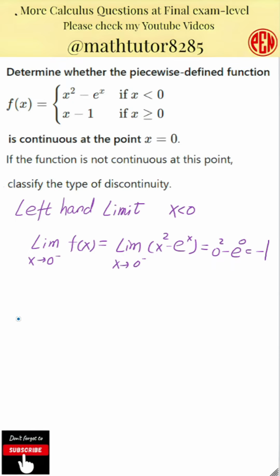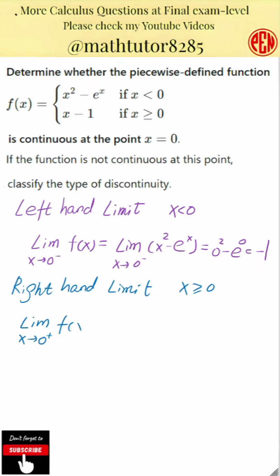Next step is to evaluate the right-hand limit as x approaches 0 from the right. Now, since we're approaching from values greater than 0, we use the second part of the function, x minus 1. As x approaches 0 from the right, x minus 1 approaches -1. So the right-hand limit is also -1.